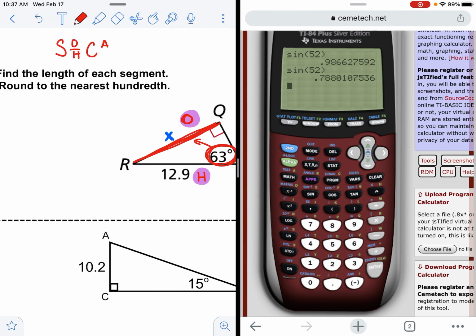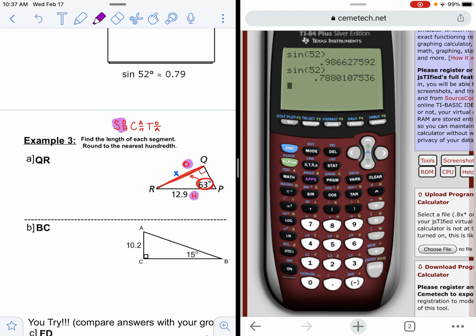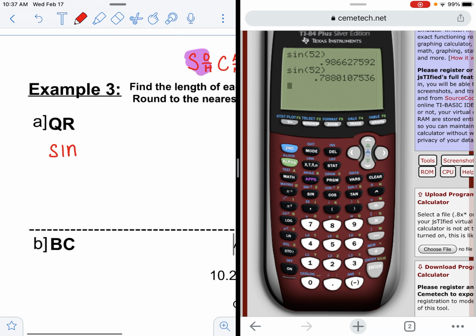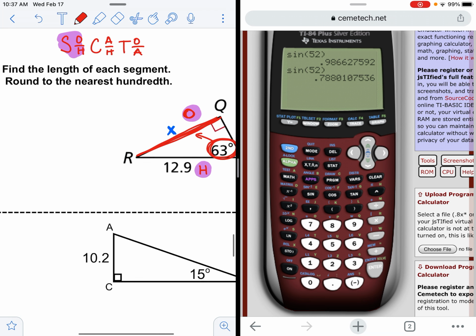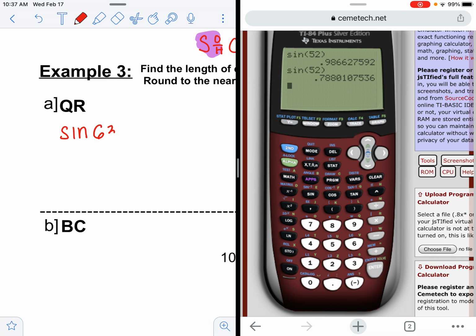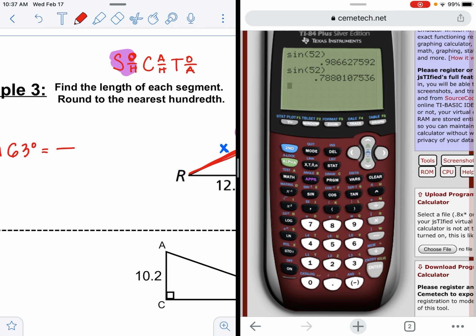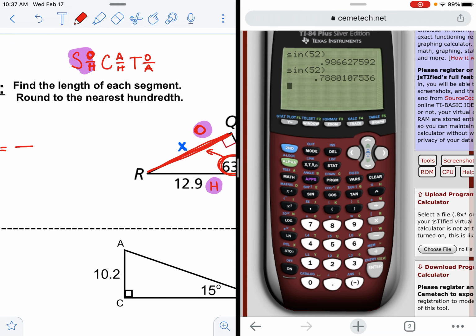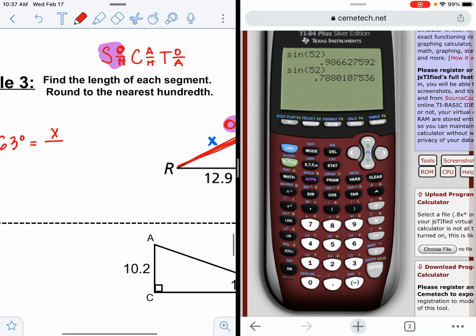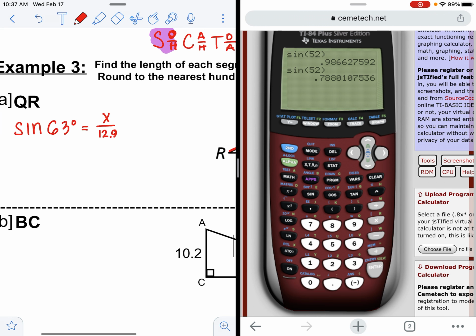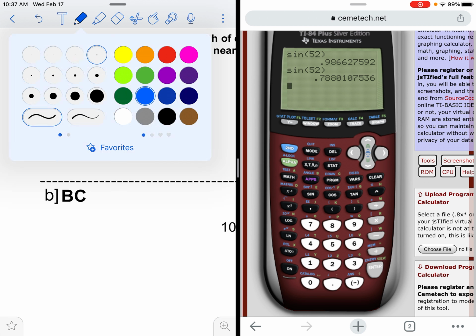So I have opposite and hypotenuse. Which trig function uses O and H? If you forgot, write Sohcahtoa at the top. Sohcahtoa. O and H is used by sine. So I'm going to use sine. I'm going to write down sine first. Okay? My angle, I always write down next. That's 63 degrees. Equals. And now you're going to have it equal to a fraction. It's the opposite side over the hypotenuse. O over H. So opposite is X. H is 12.9.